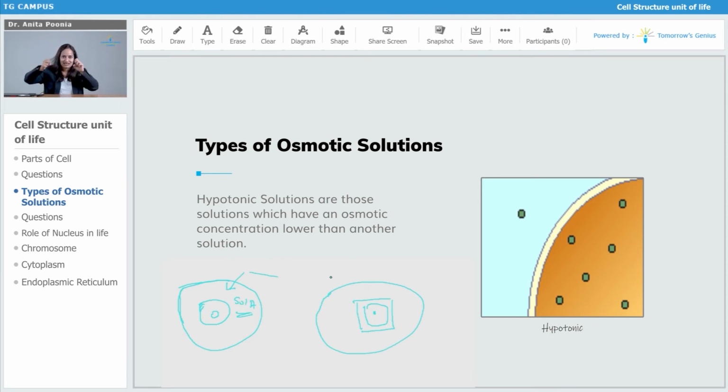What happens in this? Water enters inside because the osmotic concentration is lesser inside our cell, and the concentration outside is higher. So from the higher concentration outside it is going to enter into the lower concentration, right? So this was an example of a hypotonic solution: the blood cell in humans and the plant cell in plants.